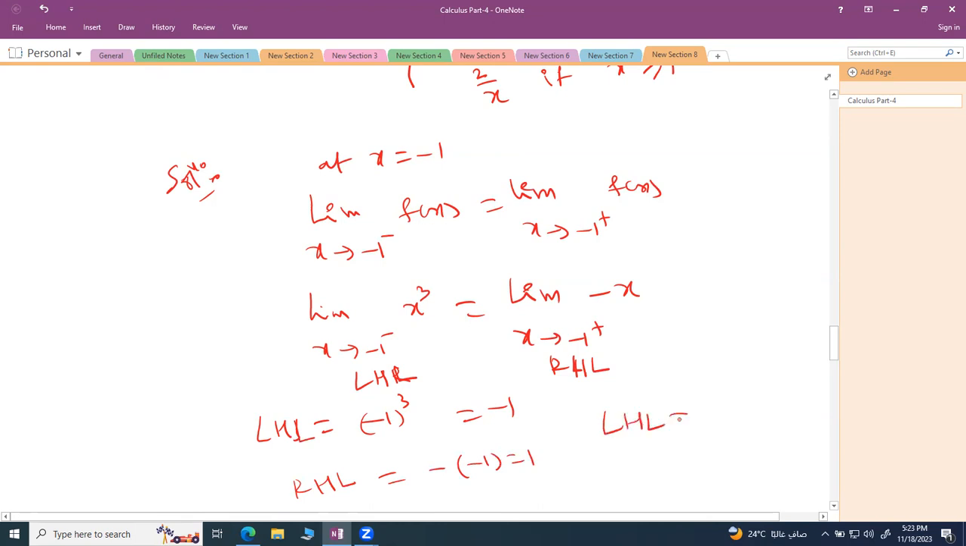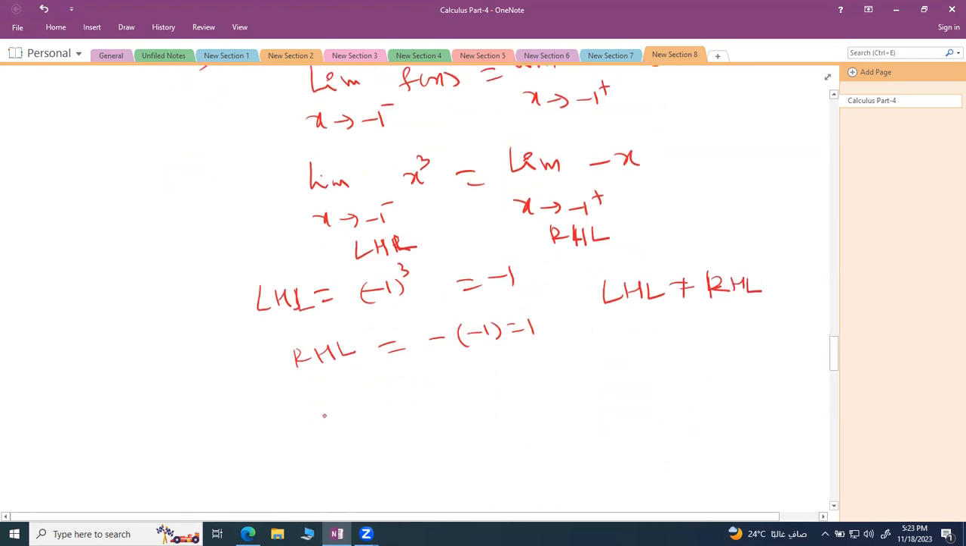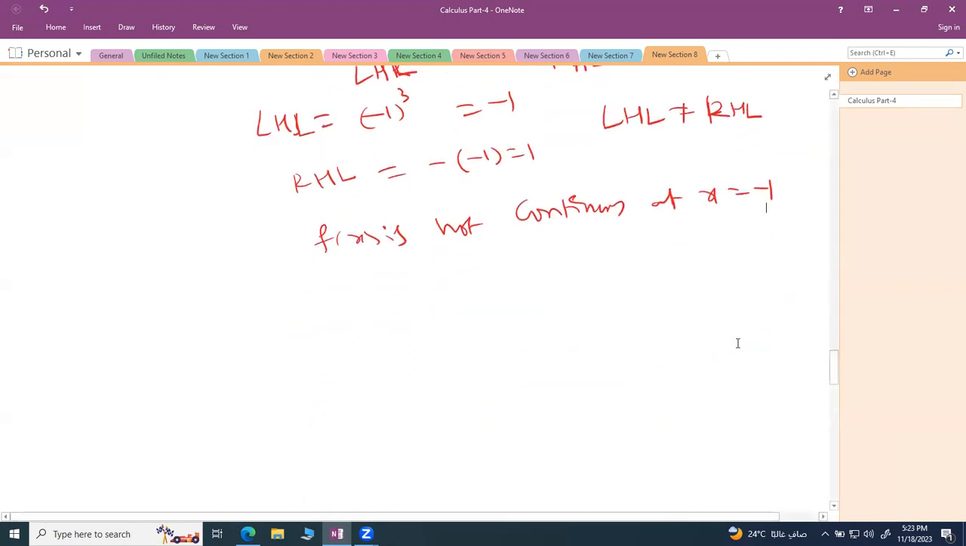Left hand limit is not equal to right hand limit. So f of x is not continuous at x equal to -1. We have to check continuity at x equal to 1.